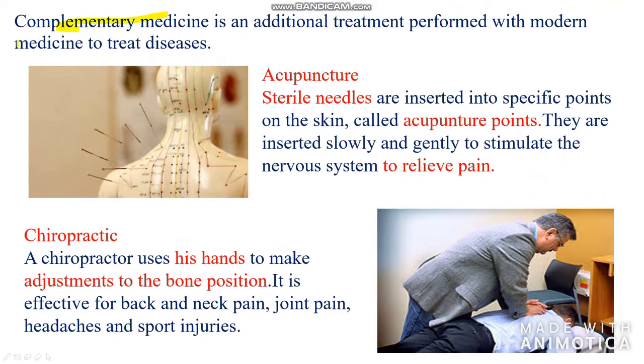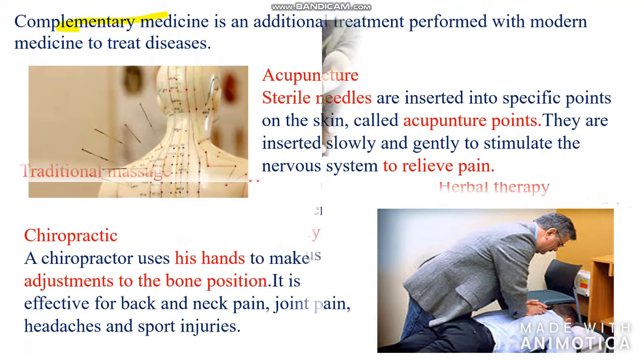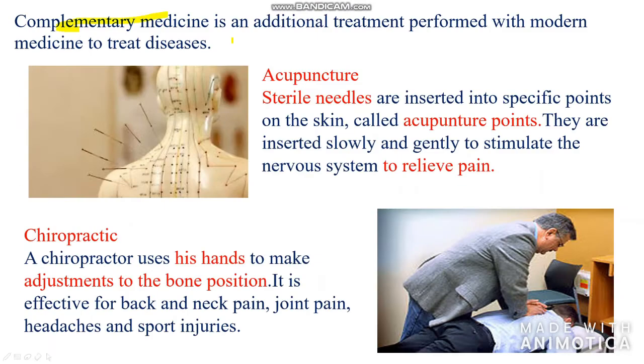Next, what is complementary medicine? Complementary medicine is an additional treatment performed with modern medicine to treat disease. Okay, so complementary medicine ini dia digunakan sebagai pelengkap dengan modern medicine untuk merawat sesuatu penyakit. So there are 5 types of complementary medicine in your syllabus. The first one is acupuncture.